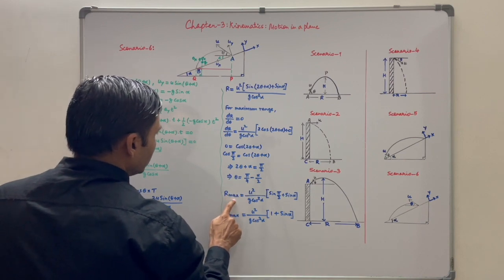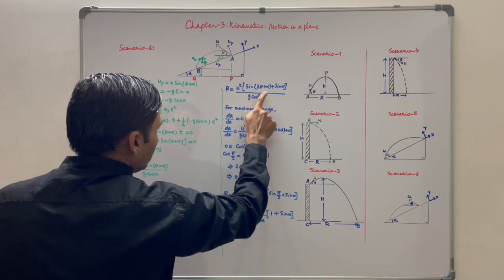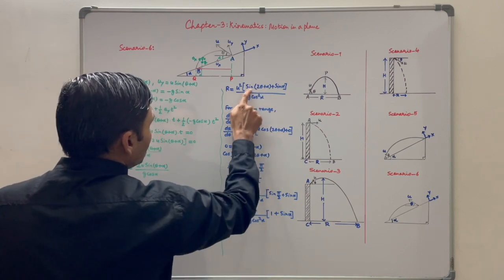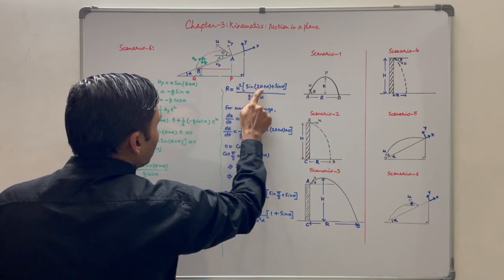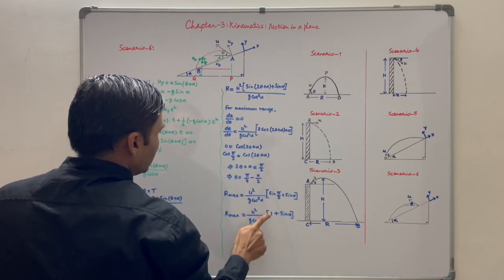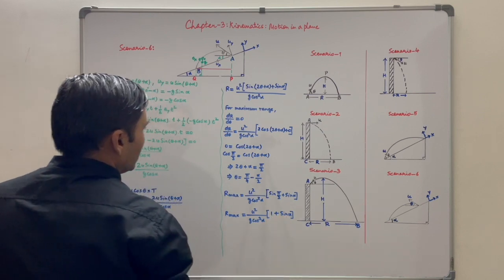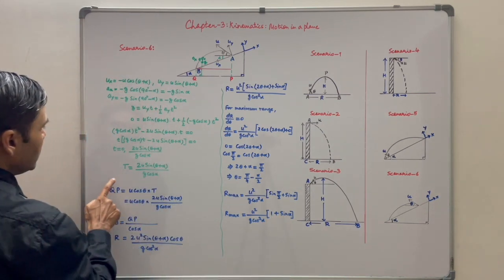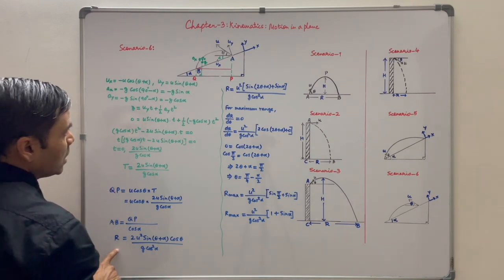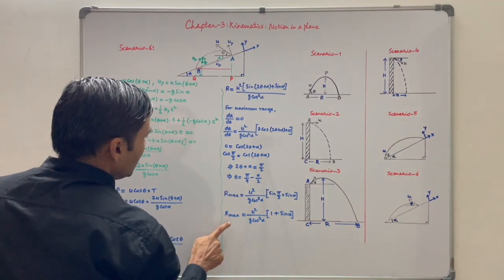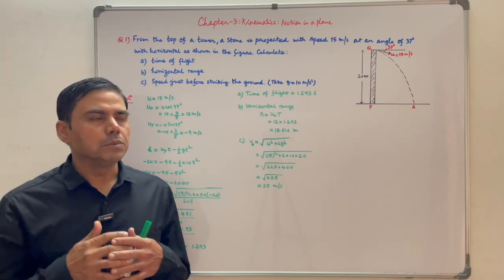Also, maximum range is equal to u² upon g cos²α, and value of 2θ + α is equal to π/2. So that is equal to u² upon g cos²α into (sin π/2 + sin α). That is equal to u² upon g cos²α (1 + sin α). So you need to keep in mind these formulas: formula for time of flight, range, condition for maximum range, and maximum range. Let us see a few questions based on the theory we have just gone through.